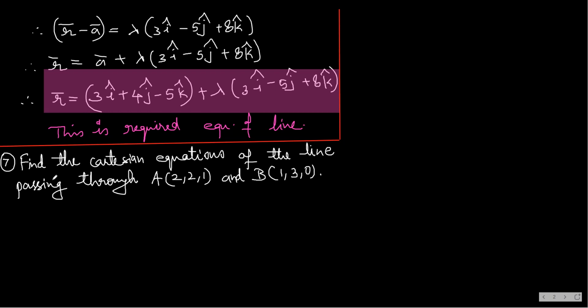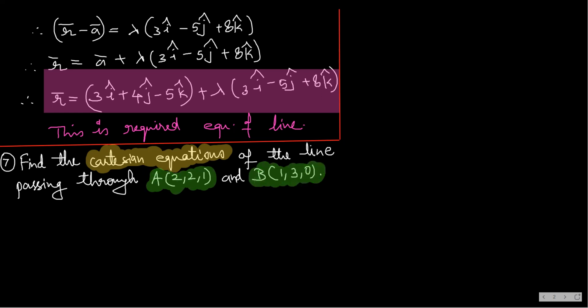So here now the next question is, once again we are given 2 points on the line and we have to find the equation of the line. But this time see what is said. It says find the Cartesian equations of the line passing through A (2, 2, 1) and B (1, 3, 0). So there are 2 points once again given on the line, A and B. But this time we have to find the Cartesian equation.